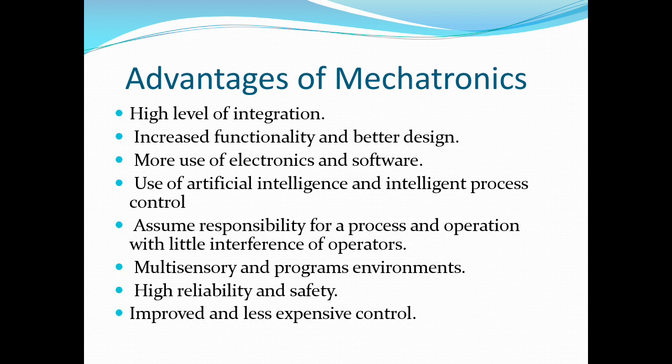Use of artificial intelligence and intelligent process control. So now it is the latest development in mechatronics, which is more advantageous. Now we can add artificial intelligence also to the system. Assume responsibility for a process and operation with little interference of operators. Since it is automated, more responsibility of a human being is not necessary in a process and in an operation, and even the interference of the operators is also very less.